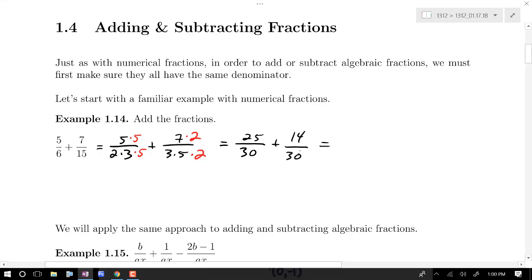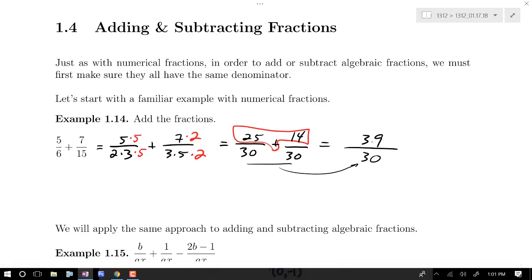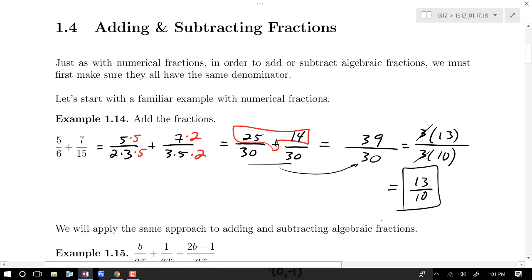And when you have fractions that are the same denominator, you just bring that denominator straight over. And the operation, in this case addition, is performed just on the numerator. So 25 and 14 is 39. And then with any fraction, any scenario where we're giving an answer that is a fraction, we make sure that we reduce, right? So we could factor out a 3. 39 is 3 times 13. 30 is 3 times 10. We can cancel those 3's, and we get 13 over 10. So the way it works with algebraic fractions is pretty much the same.